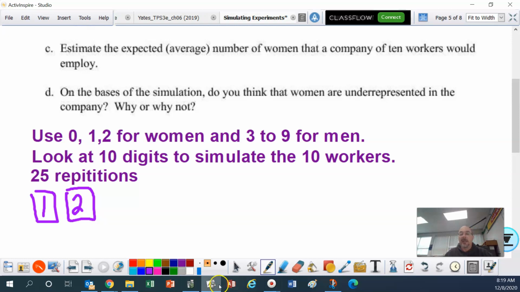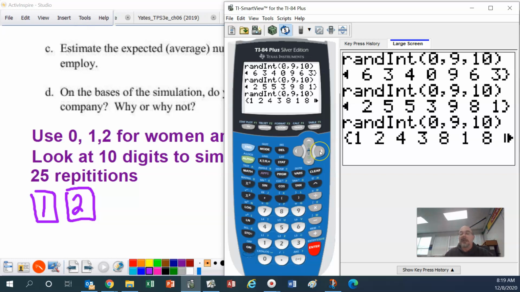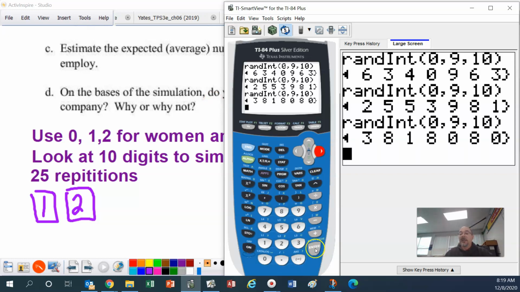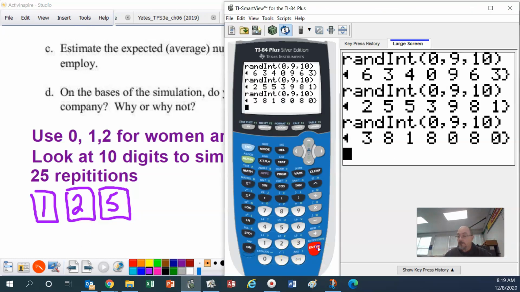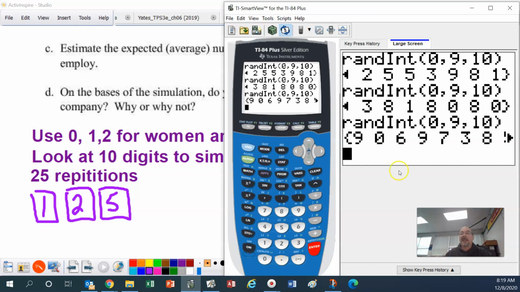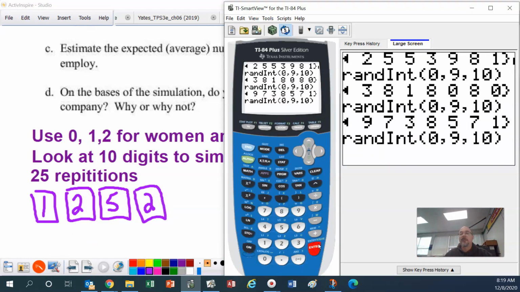I'm going to simulate 2 more times. I'll hit enter. Again, I have to use my arrow key. I count 1, 2, 3, 4, 5. That simulation gives me 5 women out of 10 in that company. Again, I'm just going to hit enter. This time I count them up, and there are two women in that company. One more time, again, all I have to do is hit enter and count them up.